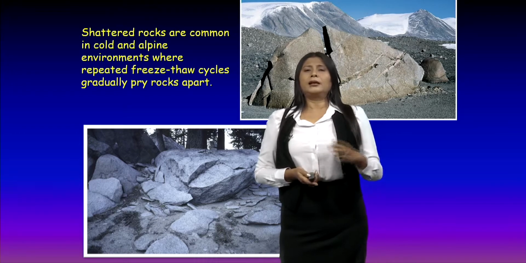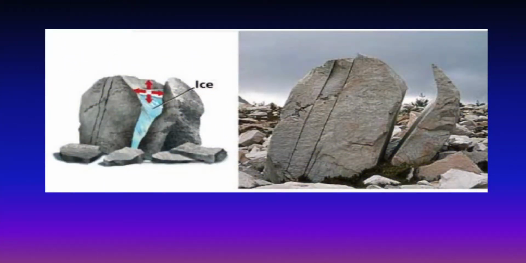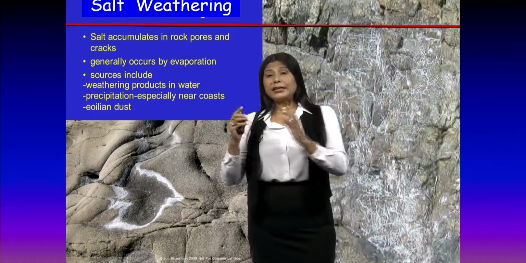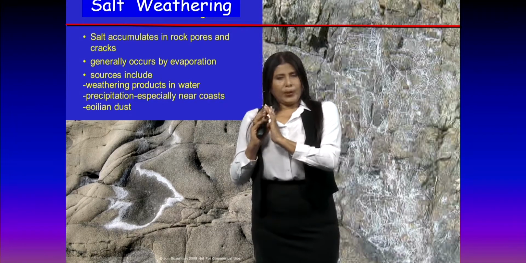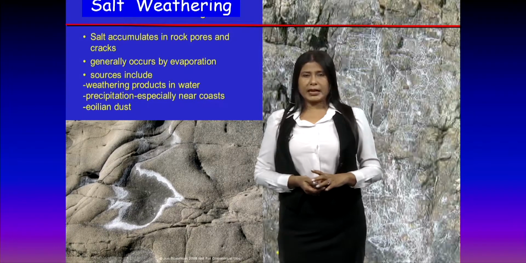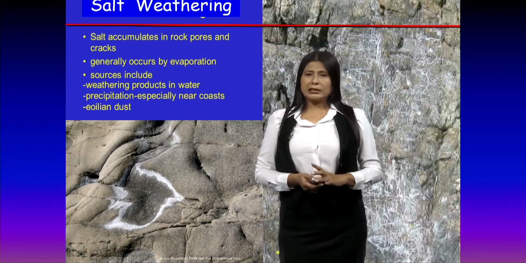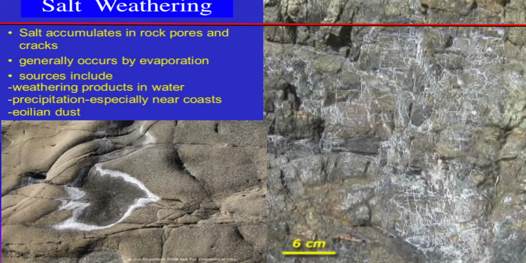So, in the alpine and cold environment where freeze and thaw activity is there, they are very, very common, and there are several such examples. We can see the pictures on the internet as well. The next is salt weathering. They are mostly found in deserts where evaporation is very high. Salt accumulates in rock pores and cracks. Generally it occurs by evaporation. The sources include weathering products in water, precipitation especially near the coast, and aeolian dust.